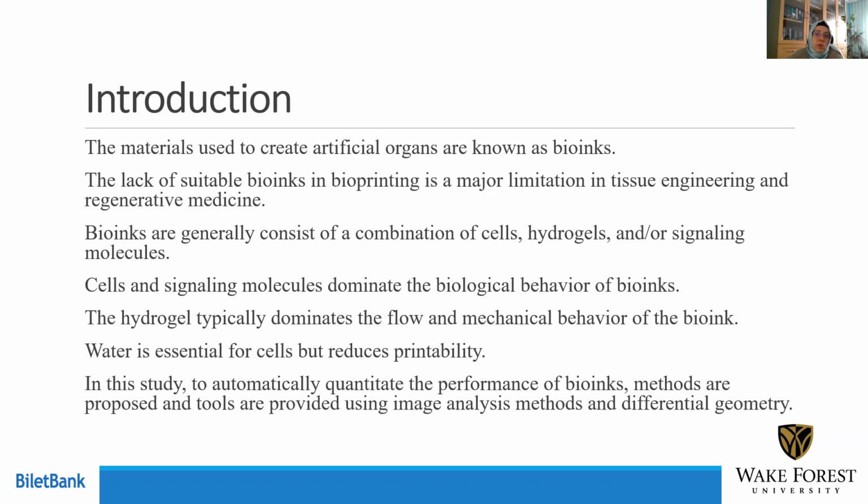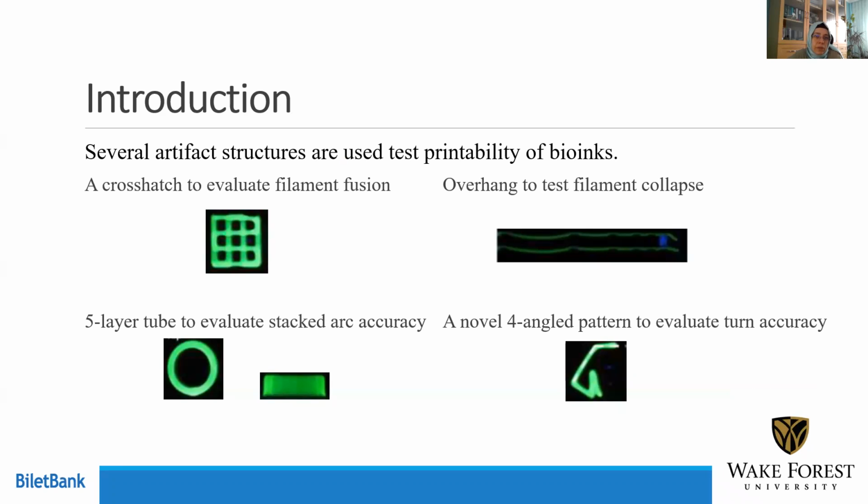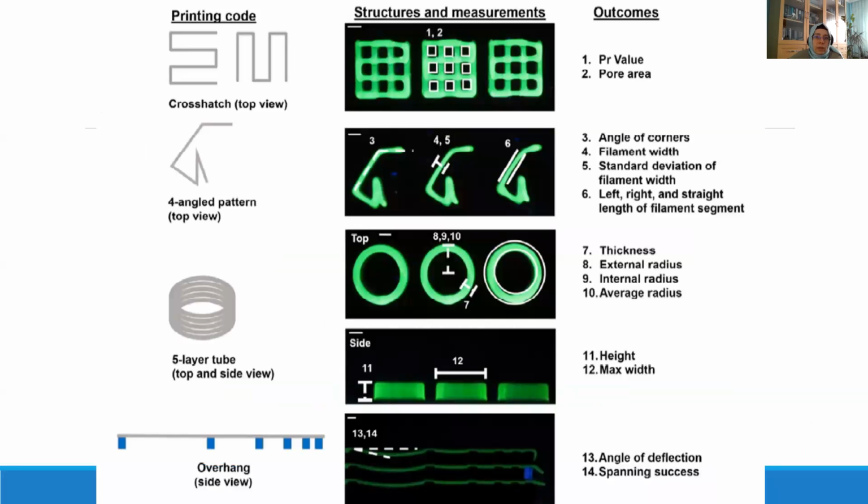In this study, to automatically quantitate the performance of bioinks, methods are proposed and tools are provided using image analysis methods and differential geometry. Several artifact structures are used to test printability of bioinks: a crosshatch to evaluate filament fusion, overhang to test filament collapse, 5-layer tube to evaluate stacked arc accuracy, and a novel 4-angled pattern to evaluate turn accuracy. And here are the printing codes of these created structures.